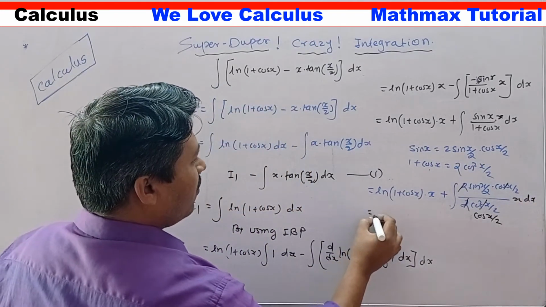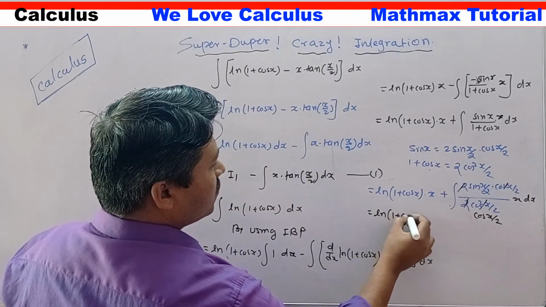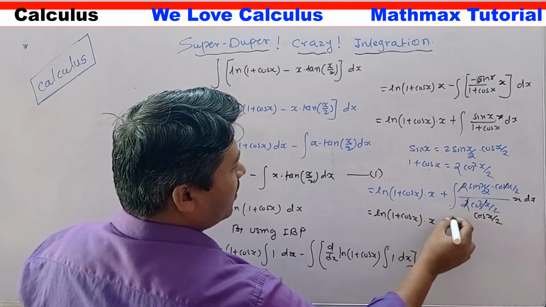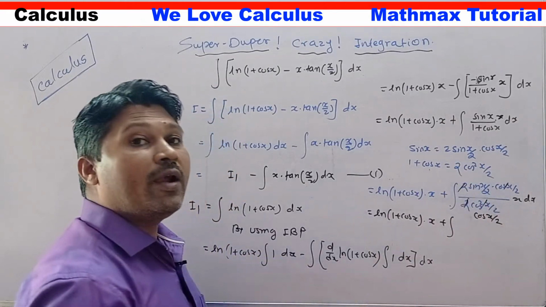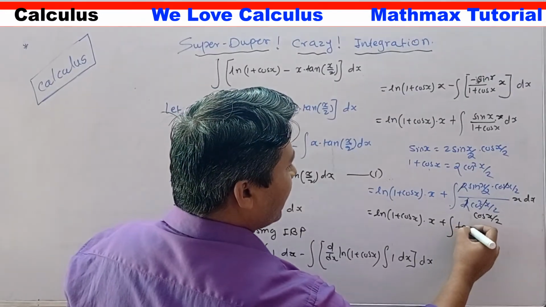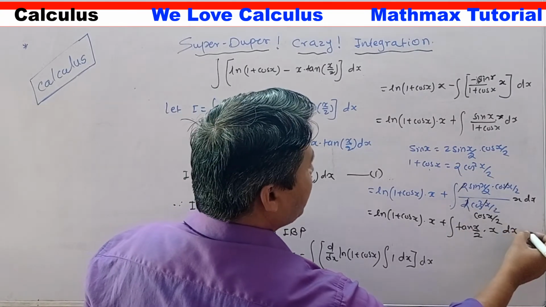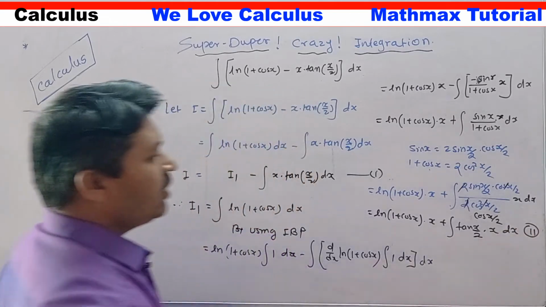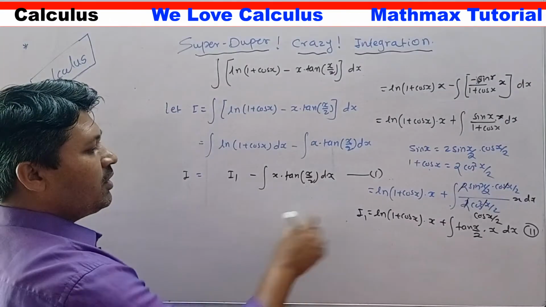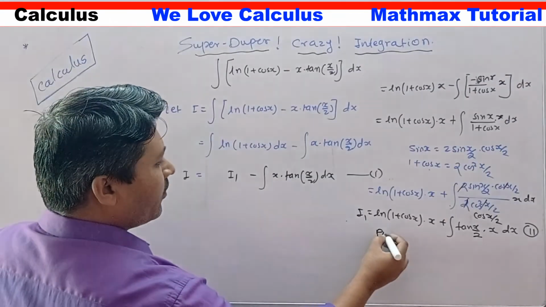Therefore, I1 is ln(1 + cos x) times x plus the integration of tan(x/2) times x dx, and suppose this is equation second.